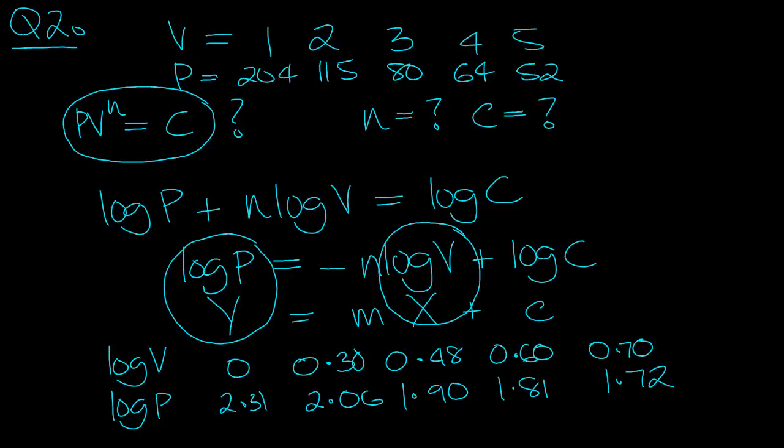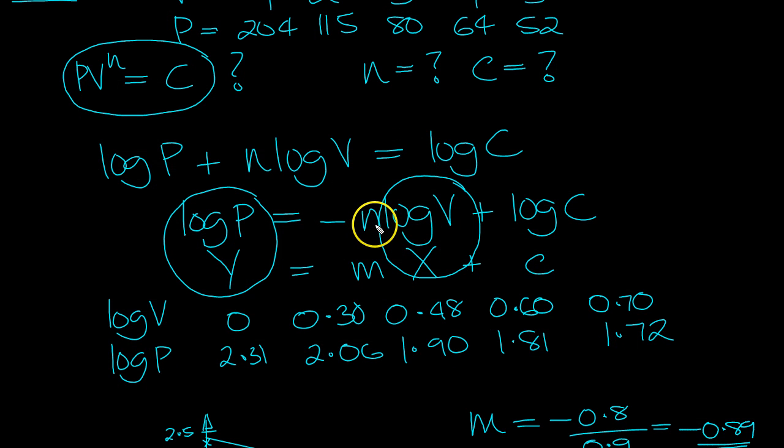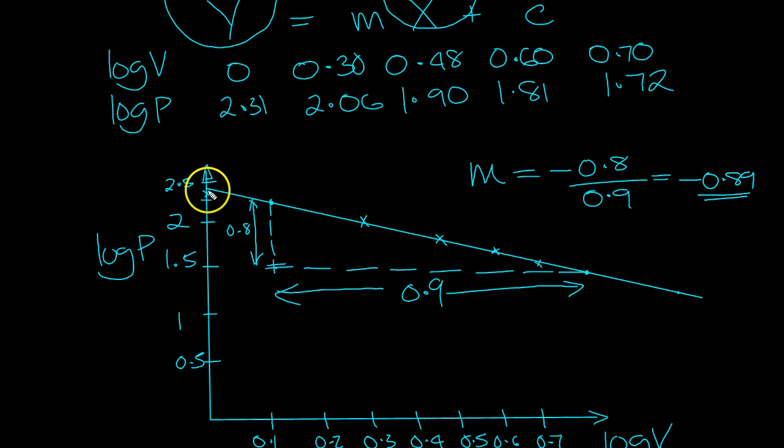So okay, we got m, which is minus n. And then we can read off the intercept from the graph, can't we? This one looks to me like 2.4. That's what I would put as the intercept. But this point actually does go through it very accurately, so we're going to use the original data point 2.31 as our intercept. So log C equals 2.31.